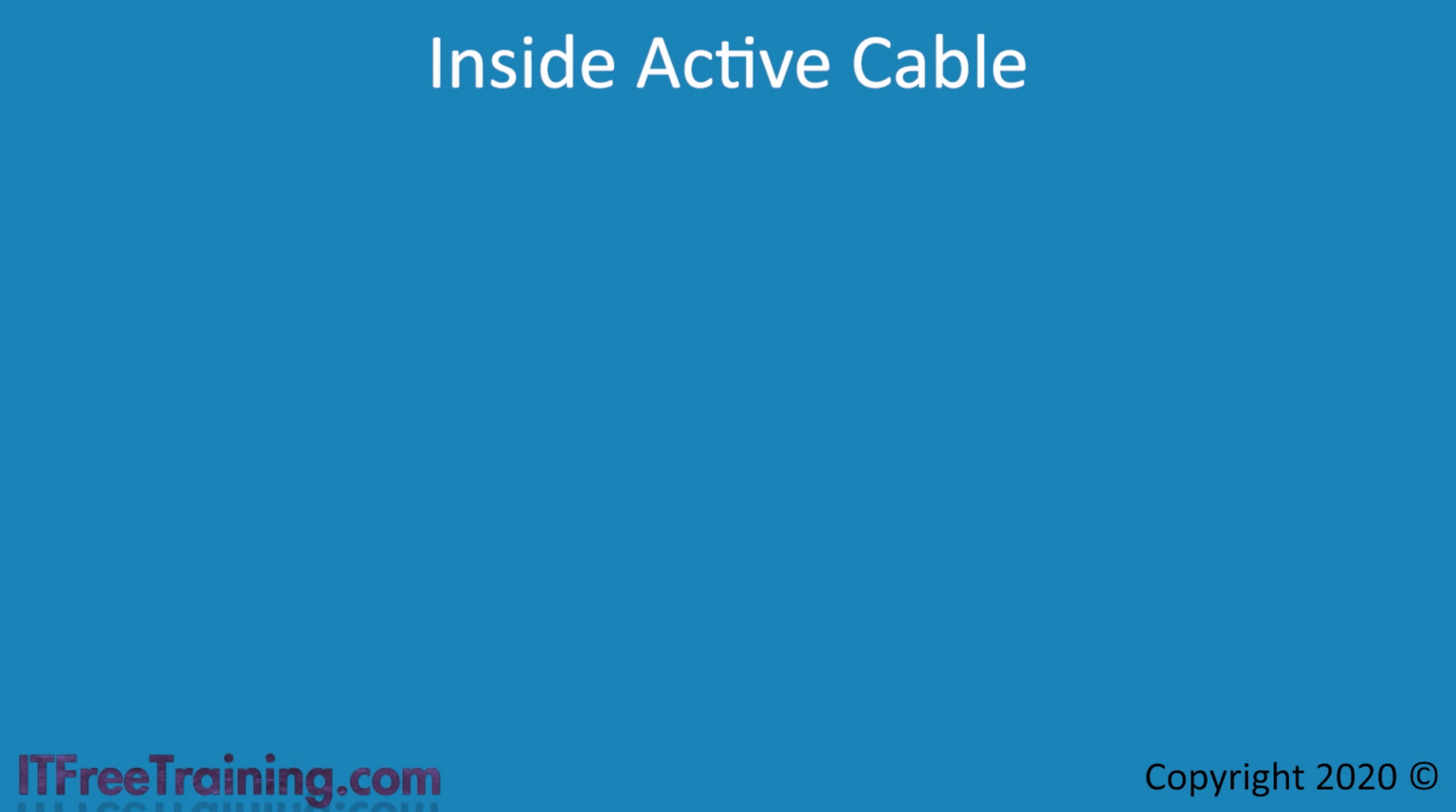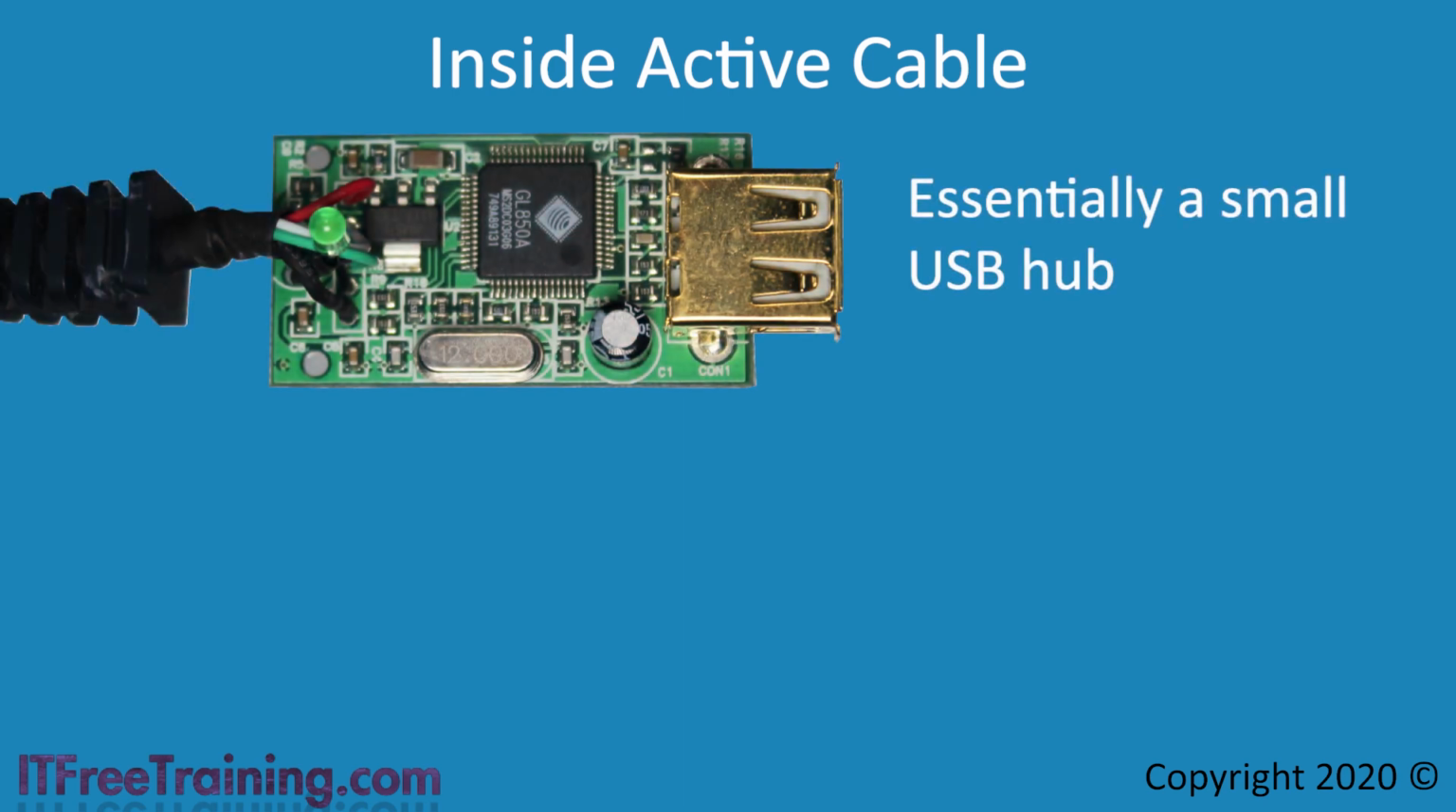For this active USB cable, essentially inside it is a USB hub. The signal travels across the cable and then is recreated before being sent to the next connection. This helps prevent signal degradation or loss even over a long distance.